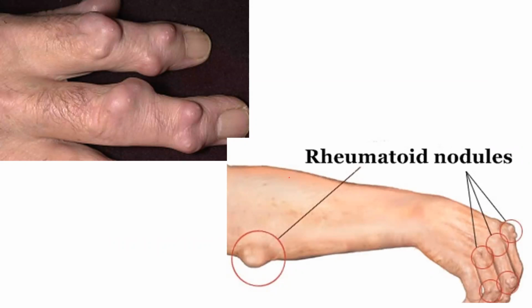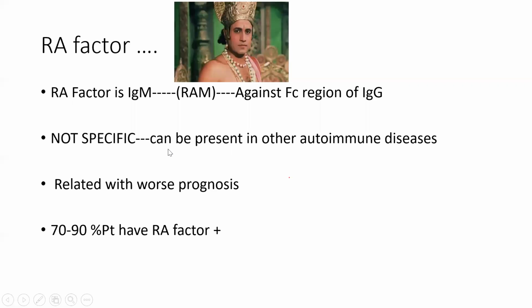Okay, so these are the rheumatoid nodules. You find small nodules in the fingers, in the elbow, everywhere. So this is a very important thing.